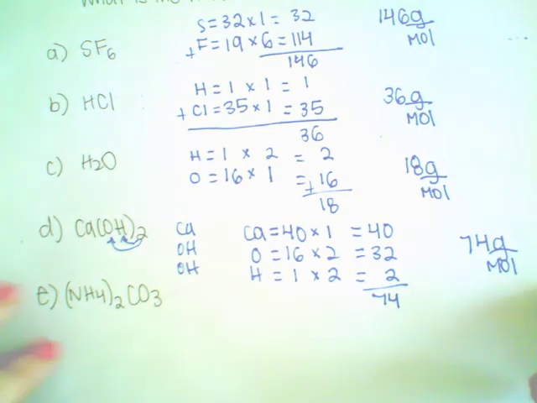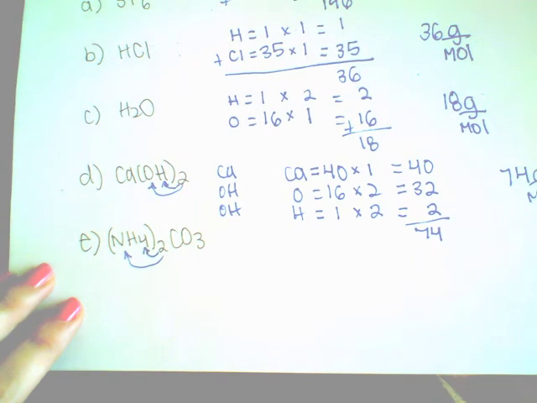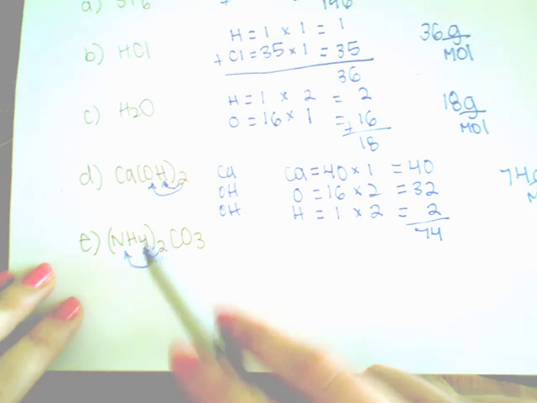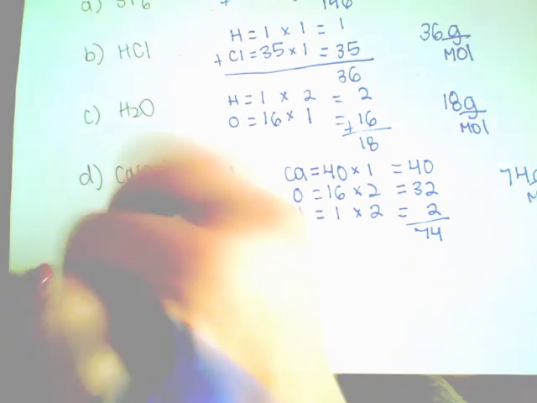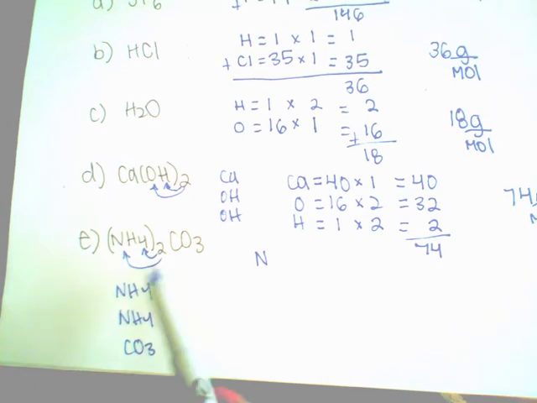In the last example, I have another one with parentheses. NH4 is ammonium. So we have parentheses again, so that means that this 2 applies to this nitrogen and to this hydrogen. When you have a subscript on the outside, you're going to multiply that by the subscript on the inside. Both of these were 1. So we have NH4, NH4, and CO3. So nitrogen, there was 1 to start. We're multiplying that by 2.